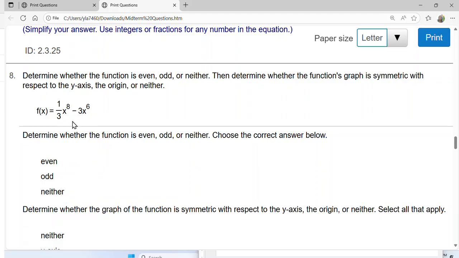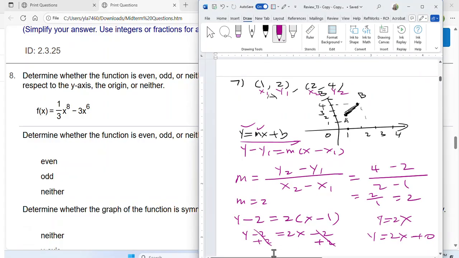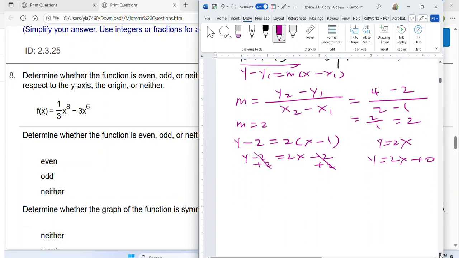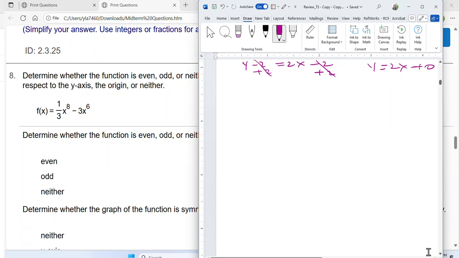How do you prove it's an even function? There's an algebra way, right? You can do the graphing. There's a graphing way to prove that it's an even function, but you also have an algebra way. So let me talk about the algebra way first, and then we can graph that. In order to prove it's even, you have to prove f of negative x equals f of x.